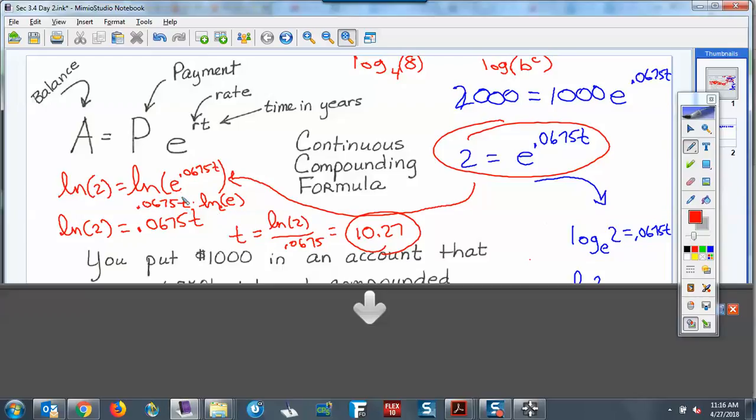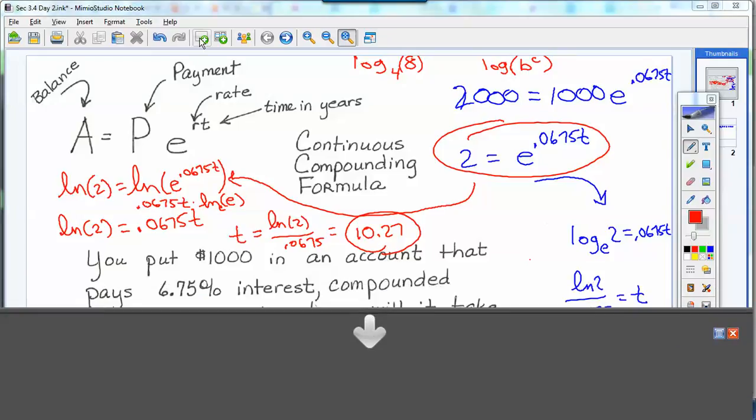If this would have been, say, 2 here, or 4, let's say this had been 4 raised to that, we'd have brought the 0.0675t down, we'd have ln 4 here, then we'd have just divided the ln 4 over here. We'd have ln 2 divided by ln 4, and then we would divide the 0.0675. And so, again, you come up with the same answer. So that's why you can do ln 4. Let me just show you another quick example of that.